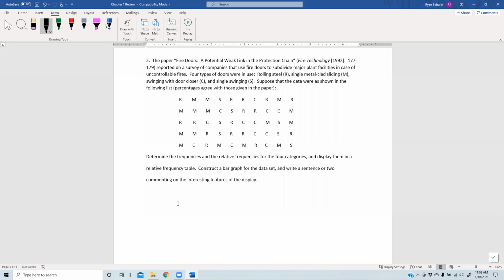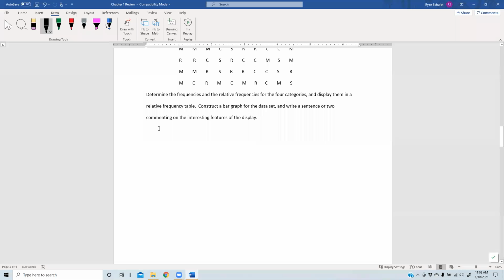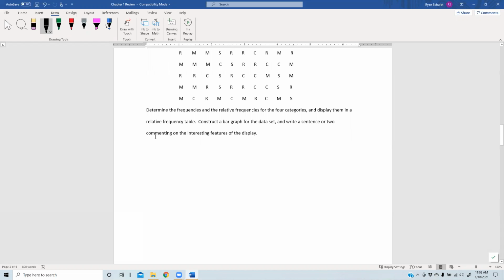Okay, so this one has a lot going on here. Not only do we have to get frequencies and relative frequencies, we also have to go through and construct a bar chart and comment on the bar chart. So we've got a lot of work to do on this one. So let's, without further ado, get to work on that. First thing we want to do is get our table.